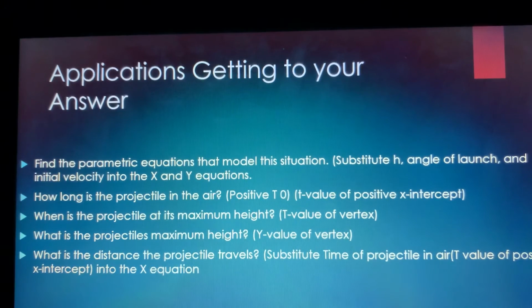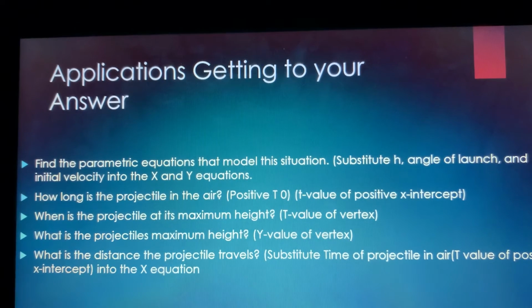So normally when you're given a parametric, you're going to be asked to find 5 things. The parametric equation in that model, which is the x and y parametric equations. So all you have to do is substitute h, the angle of the launch, and the initial velocity into the x and y equations that I just showed you. How long is the projectile in the air?